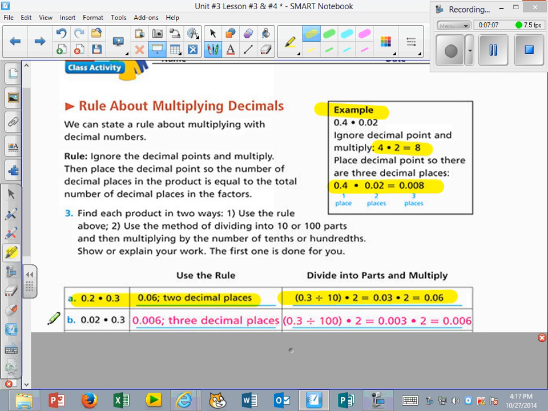If you have 0.02, now you're in the hundredths place, times 0.3, you have 0.006, 3 decimal places. If you're looking at it with what we learned on the previous page, you'd have 0.3 divided by 100 because the 2 is in the hundredths place, and you have how many in the hundredths? You have 2 multiplied by 2, which is equivalent to 0.003 times 2, which is equivalent to 0.006. Same answer, 2 different ways of coming up with that answer.